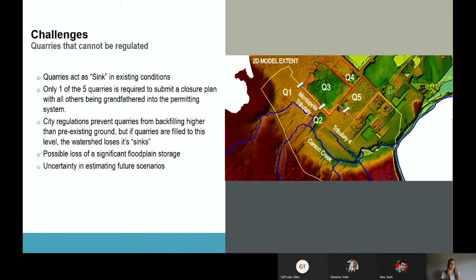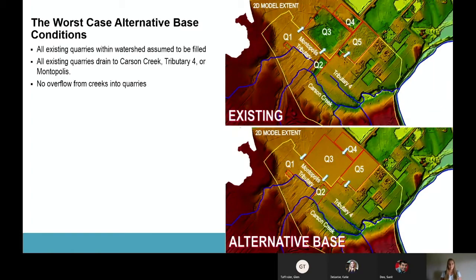But like Sunit said, they now act as sinks within the watershed. And if they go back to existing ground, we lose a lot of floodplain storage. With that being said, because there's so much uncertainty surrounding these quarries, whenever we were evaluating our solutions, we wanted to do the worst case scenario. And with that, all the quarries are filled, there's no storage within them, and then all the water comes back to Montopolis Tributary and Tributary 4. So you can see a before and after right here with the terrain.